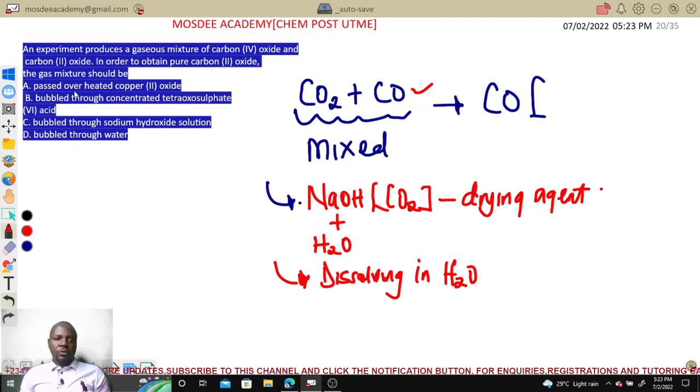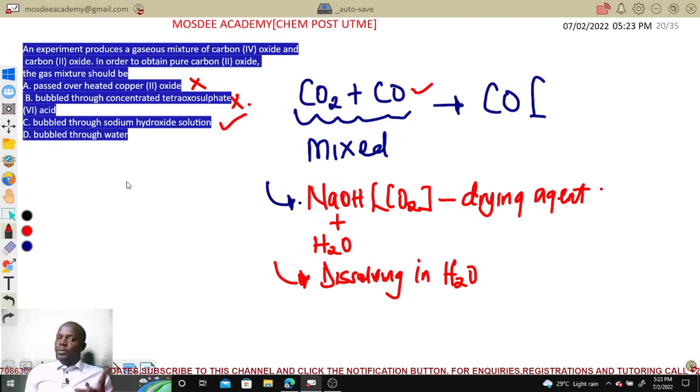So here, passing them through heated copper cannot have any effect. H2SO4 cannot be used to dry carbon dioxide because they are both acid. CO2 is an acid anhydride. Please note that. The next one is bubble through sodium hydroxide solution, which is correct. Then bubble through water, you can say, now fine. Bubble through water is also correct, but it should be bubbling through the solution.